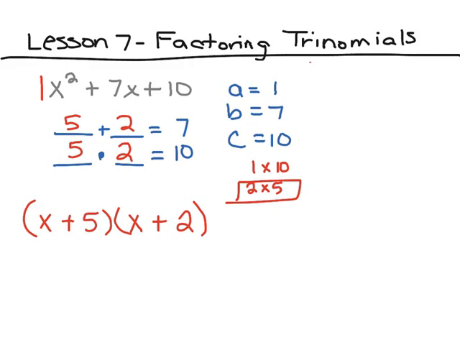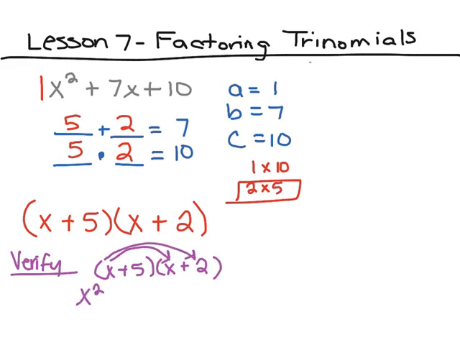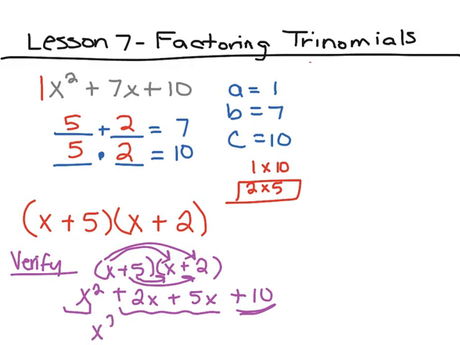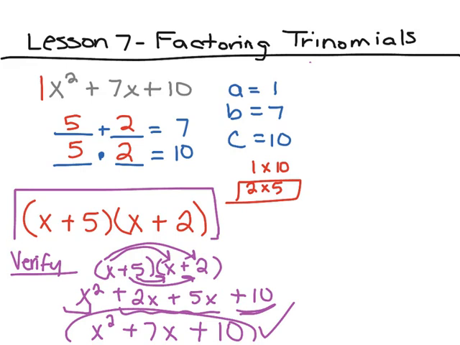And to verify, we multiply it out. So x times x is x squared plus 2x plus 5x plus 10. Combine our like terms. We have x squared, 5 plus 2 is 7x, plus 10. So this worked. So this is our factored polynomial.